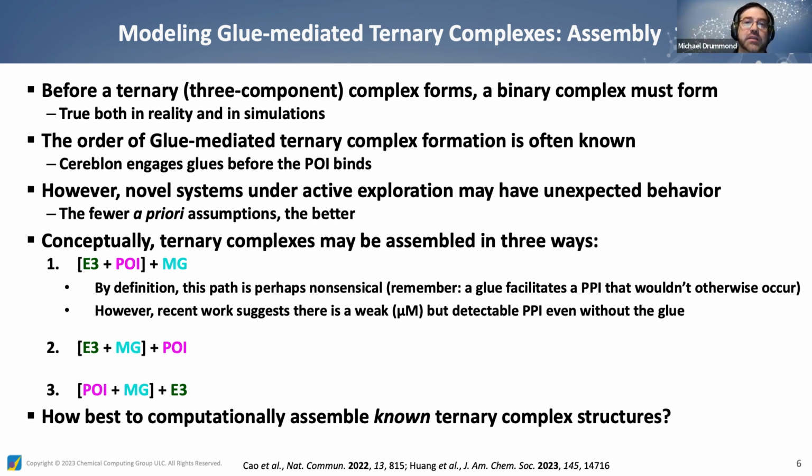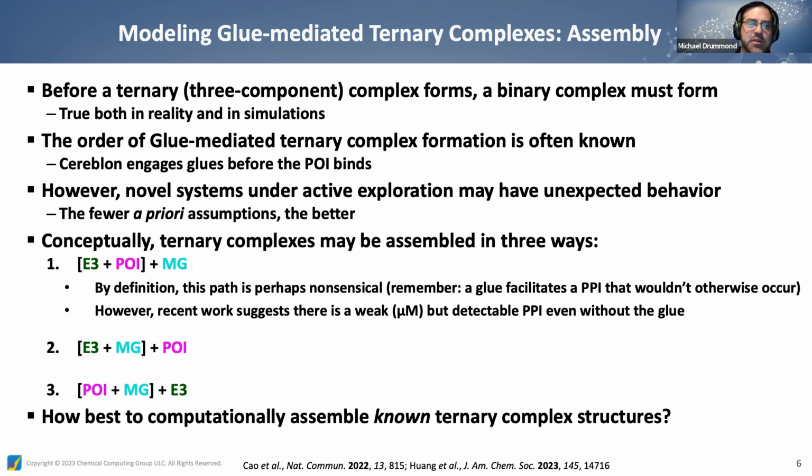If we're looking to explore and develop new glues for new degradation or new stabilization, things like that, really the fewer assumptions, the better. And so what that means is we can conceptually just enumerate 3 different ways that we can look to model ternary complexes. One might be that E3 ligase, or whatever protein, and the protein of interest can come together first, and then the glue comes in as a second step. Or perhaps, as with cereblon, the glue first interacts with the E3 ligase, and then the POI comes in. Or maybe for the sake of completeness, we can model it with the glue first binding to the protein of interest, and then that E3 ligase comes in as a second step.